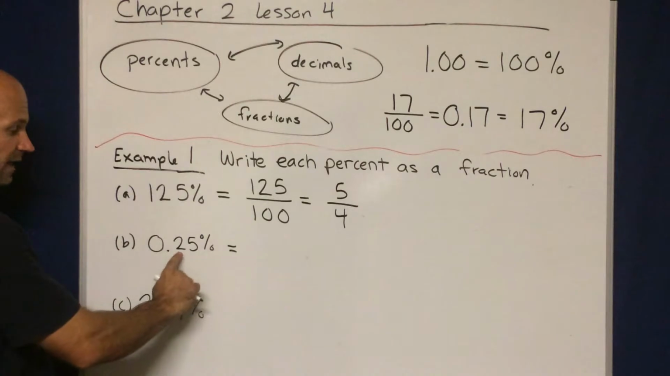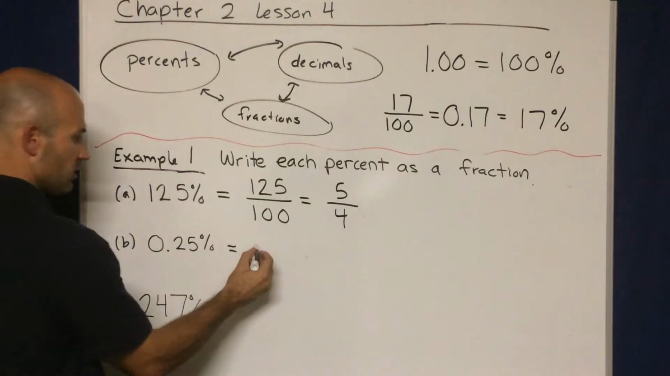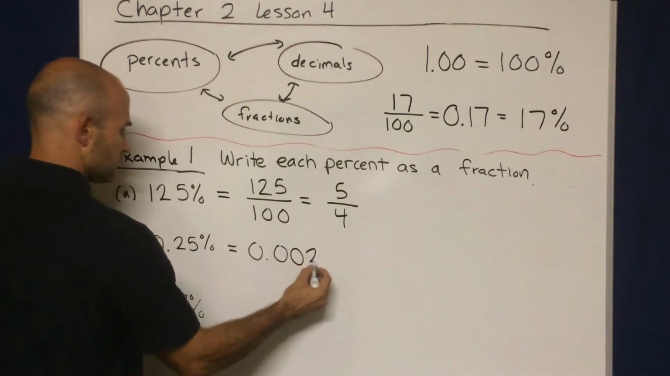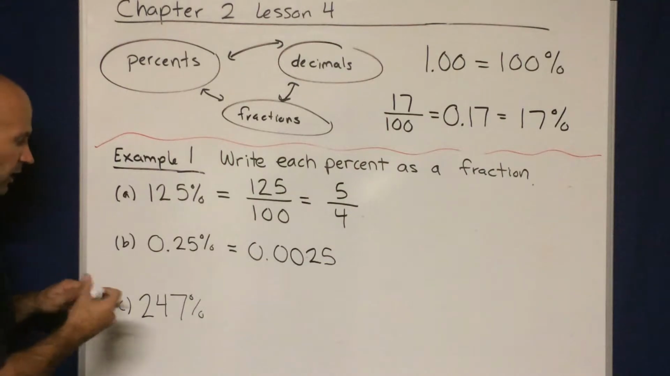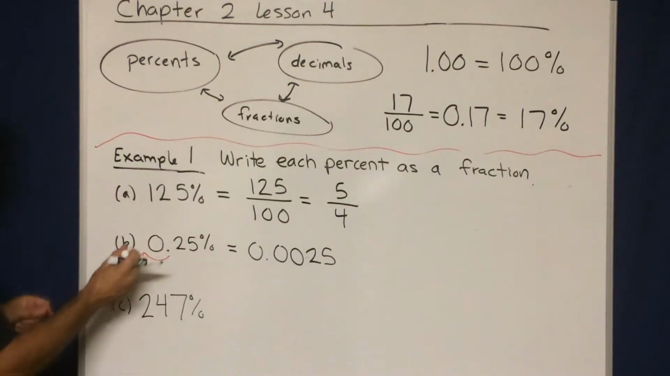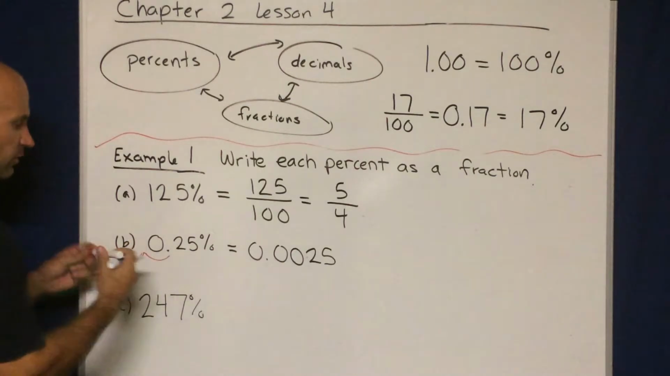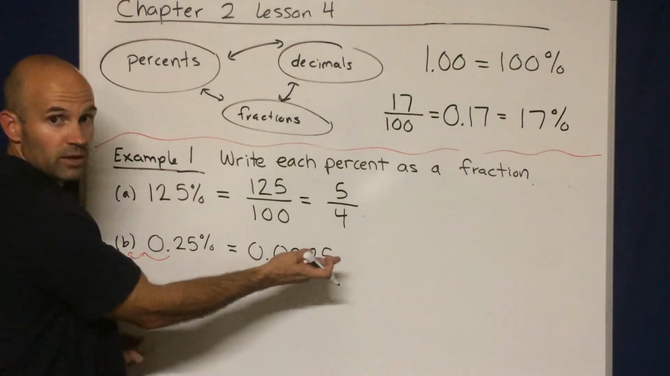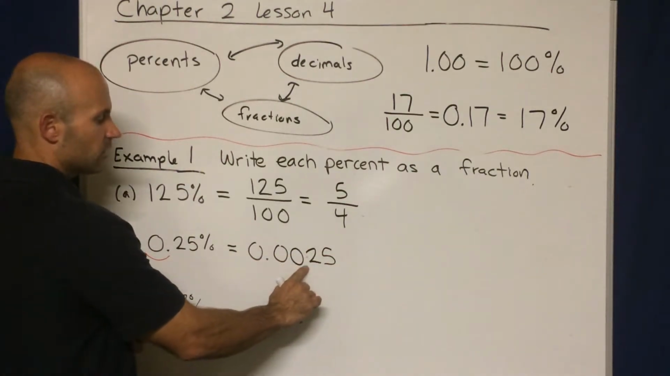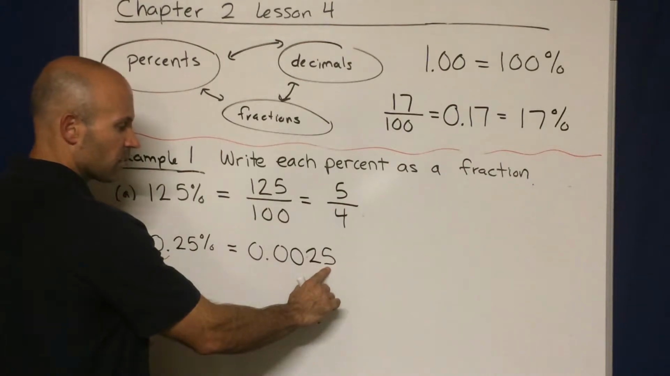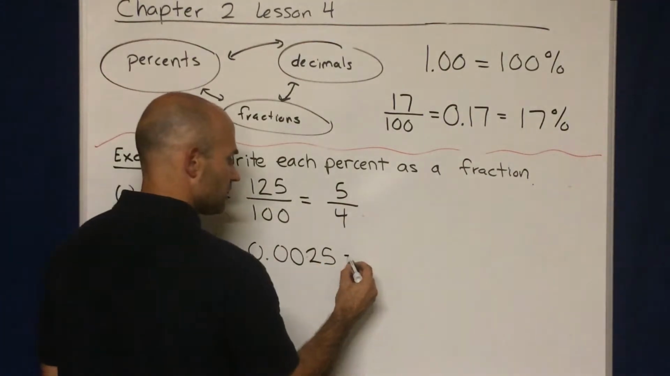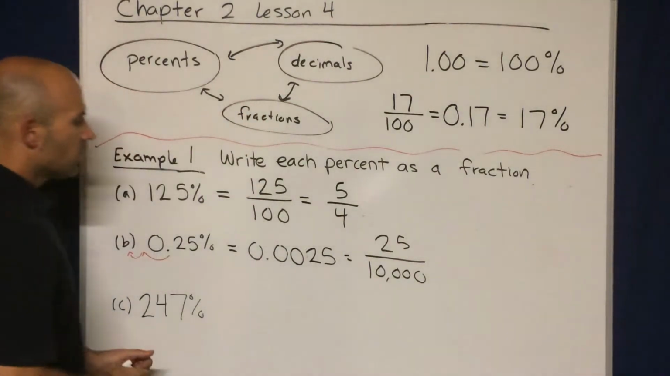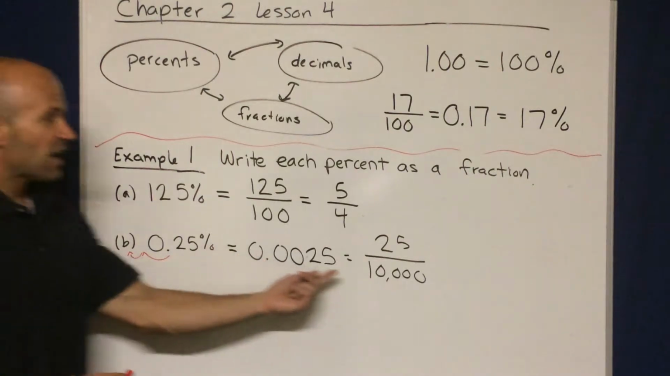0.25% as a decimal would be 0.0025. Sometimes it's nice to draw the little arrows. 1, 2. So I'll have the 2 zeros in front of my 25. And then now I can easily go from a decimal to a fraction because I just read the number. Tenths, hundredths, thousandths, 10,000ths. So this is 25 10,000ths. Right, so there's my conversion of a percent to a fraction.